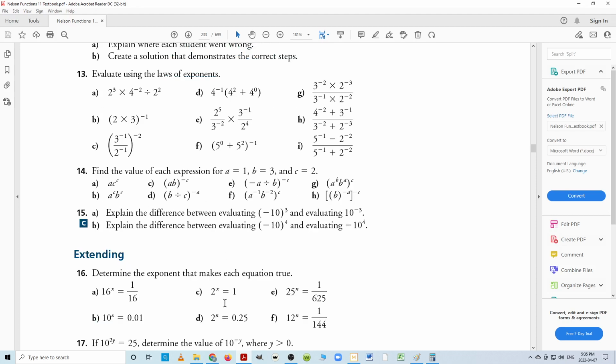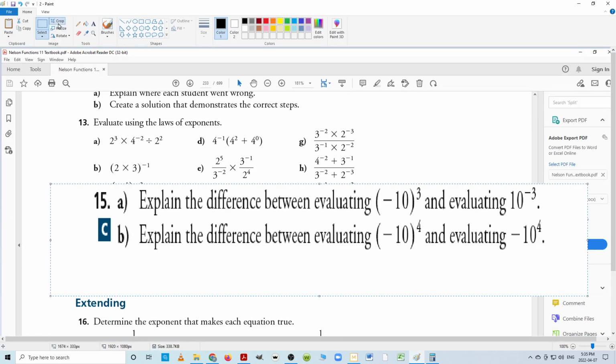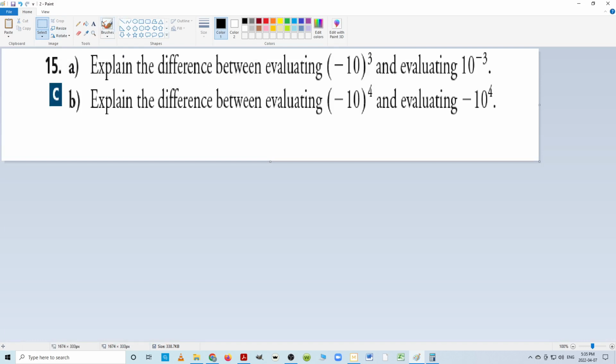Okay, let's look at 15 because it might be a little nuanced question that throws some students. The others are just pretty much what we just did, but with missing variables that you fill in, so I don't really see the point. So read that. Explain the difference between evaluating this negative, which is to an odd number, so it's going to come out negative, and evaluating that with a negative exponent.